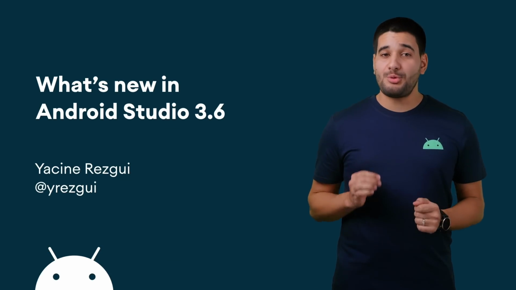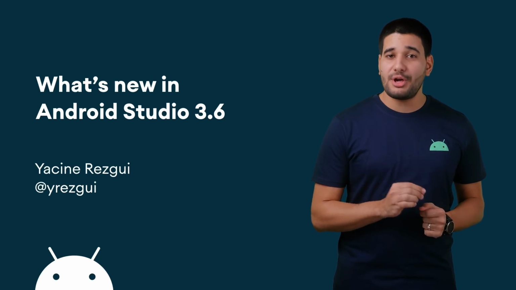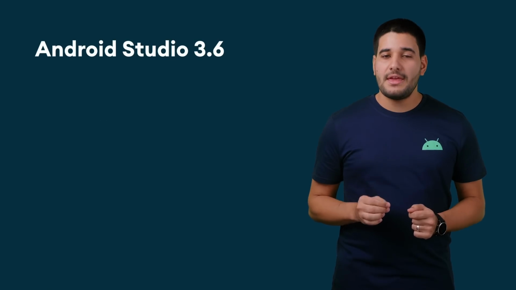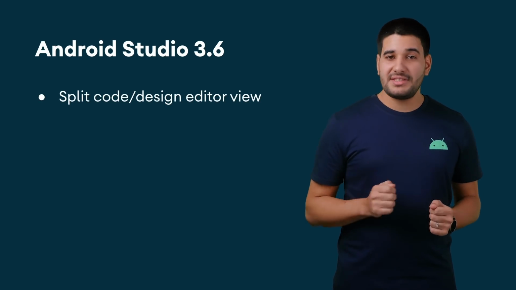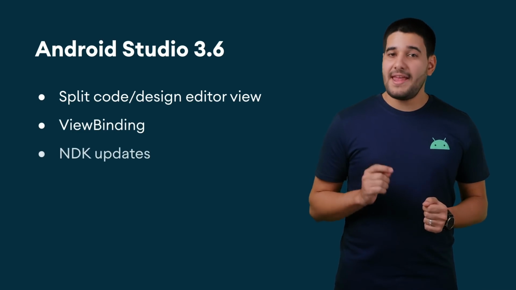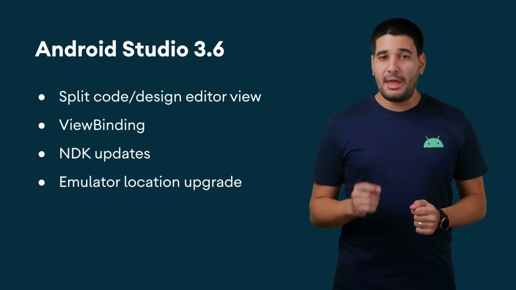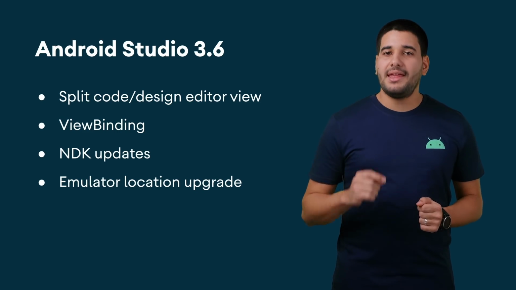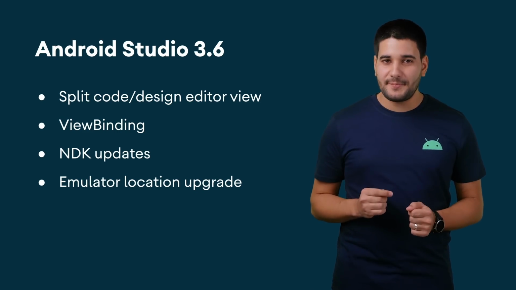Android Studio version 3.6 is now available for download on the stable channel. This new version of Android Studio continues to bring bug fixes, build speed improvements, and adds new features: a split code design editor view, ViewBinding, apply changes improvements, NDK update, an upgrade to the Emulator location component, and enhancement to the Android Studio UI.